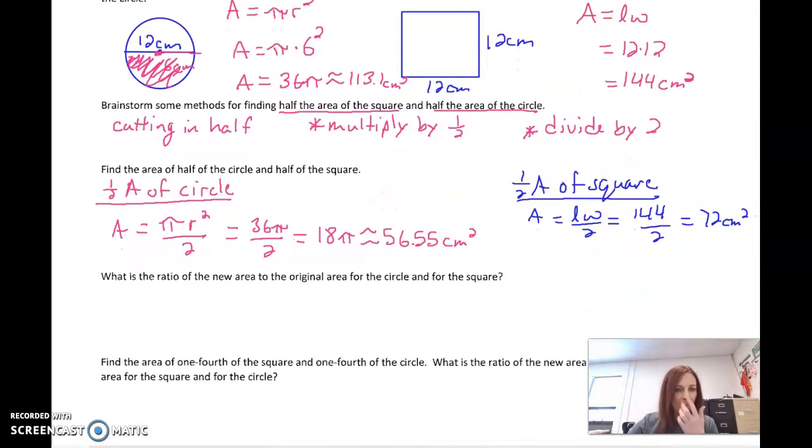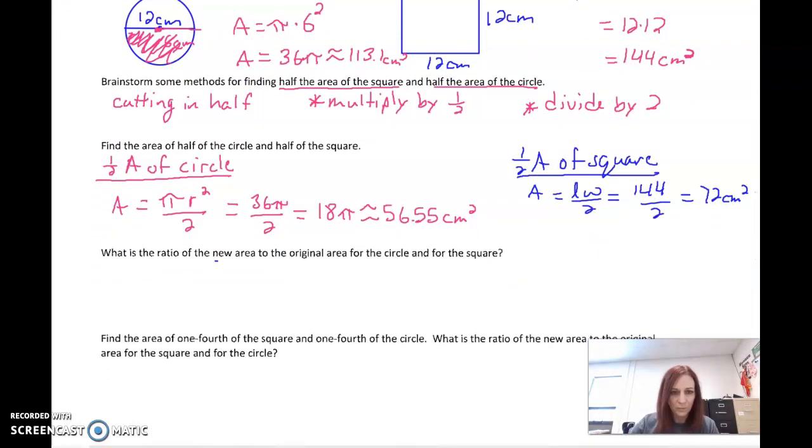What is the ratio of new area to original area for the circle and the square? Well, for the circle, we're going to take the new area, which I'll say is 18 pi, just for exact, over the original, that goes on the bottom. See how I have new to original?